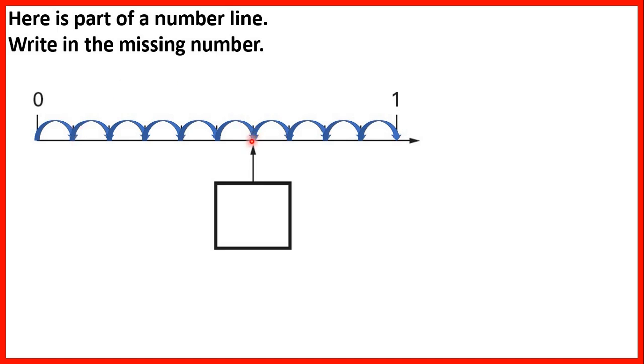And because the arrow is pointing to the 6th line after 0, that's pointing to 6/10, which we could write as a decimal 0.6, because the first digit after the decimal point always tells us how many tenths we have. So we just need to write the number, and it doesn't say whether we write it as a fraction or a decimal, so we can write either. We can either give our answer as 6/10 or as 0.6, because they're just different ways of writing the same number.